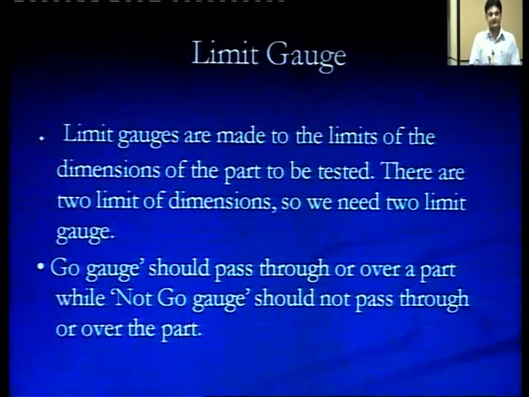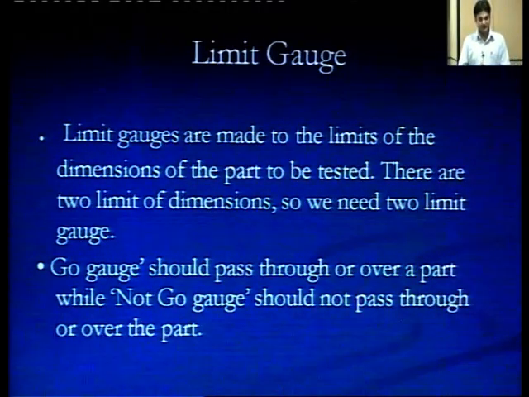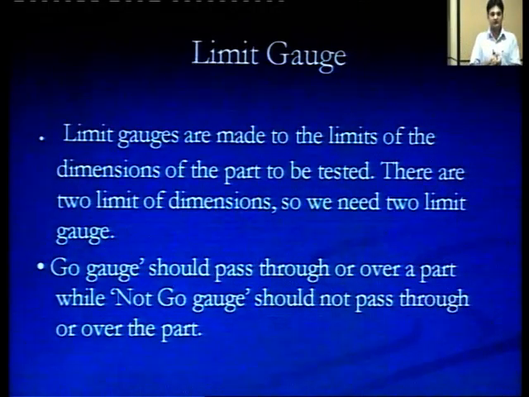Next come the limit gauges. Limit gauges are made to the limits of the dimensions of the part to be tested. So, there are two limits of dimensions, one is the go limit, the other is the no go limit. Now, the go gauge should pass over the part, while the not go gauge should not pass through the part.